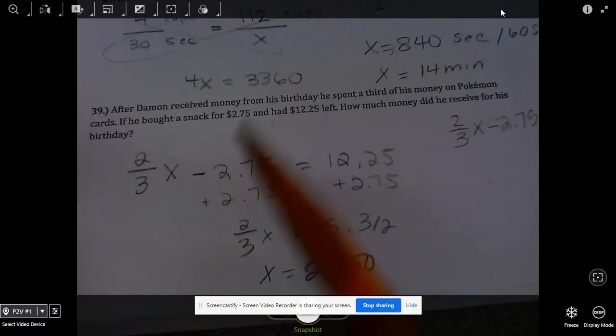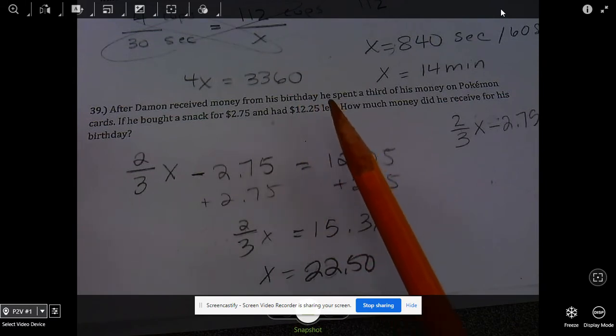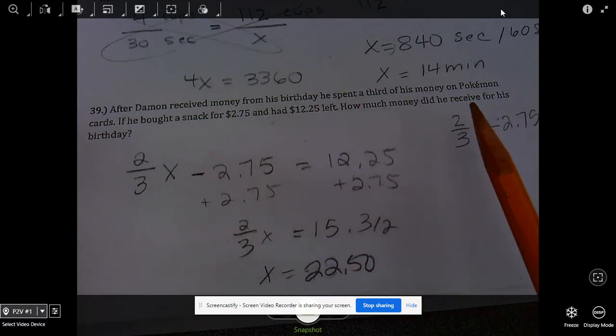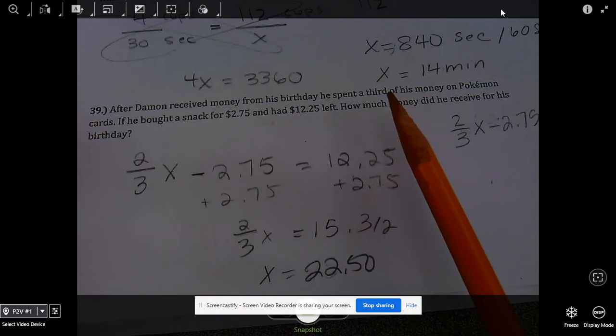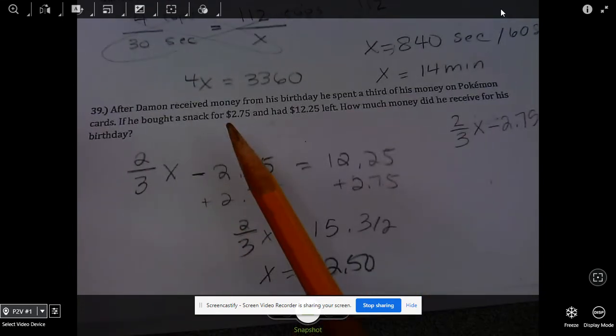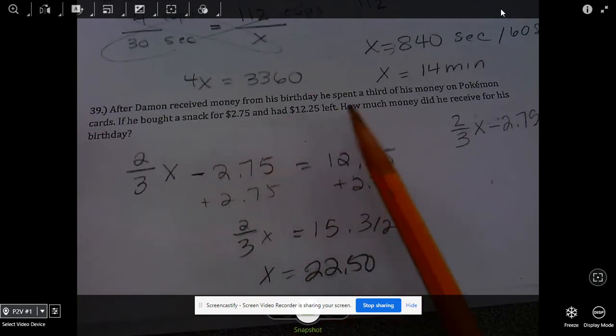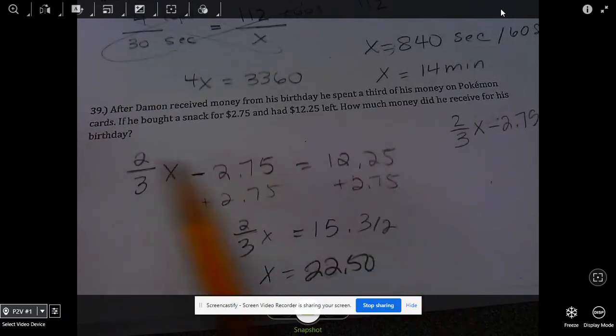Okay. The next one, after Damon received money from his birthday, he spent a third of his money on Pokemon. Well, I don't want to know what he spends, I want to know what he has left. If he bought a snack for $2.75, he has $12.25 left. So we're thinking of this equation in terms of what you have left. If you spend a third, you have 2/3 left. So 2/3 of his money is what's left. Then I remove $2.75 and $12.25 is left. So the hard part was realizing you put 2/3 instead of 1/3 here. You solve, you should get $22.50.